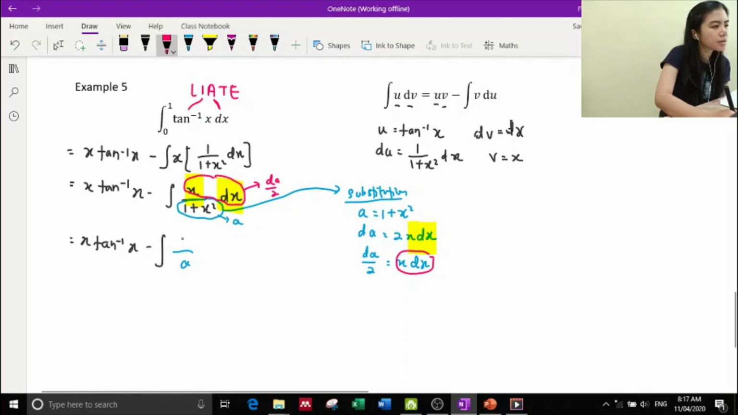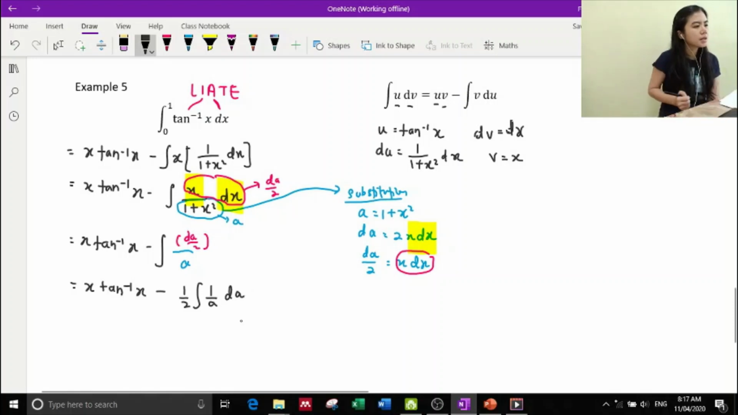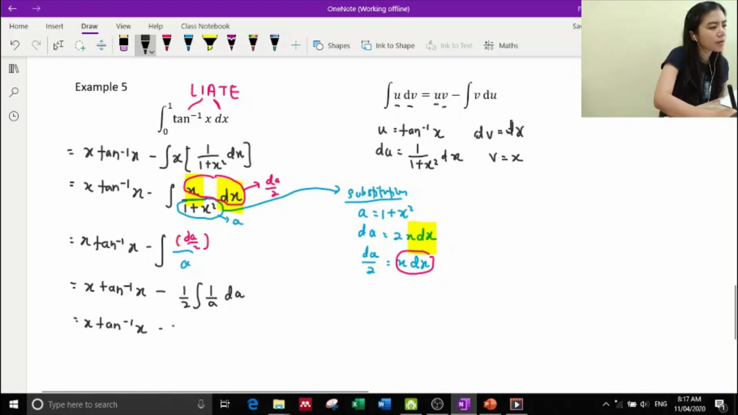So you have the dA over 2 here, right? So this one is basically what? We can write it back. This is actually 1 over 2, 1 over a dA, right? Because you have the over 2, you drag it out. Then we have something that is very simple for you to do the integration, and we have the 1 over 2, and this is actually ln a.